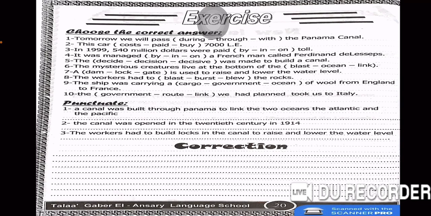Here in these questions of the punctuation, we will find an additional part and we will put it between two brackets. Find the additional part and put it between two brackets and leave it to give us more information.